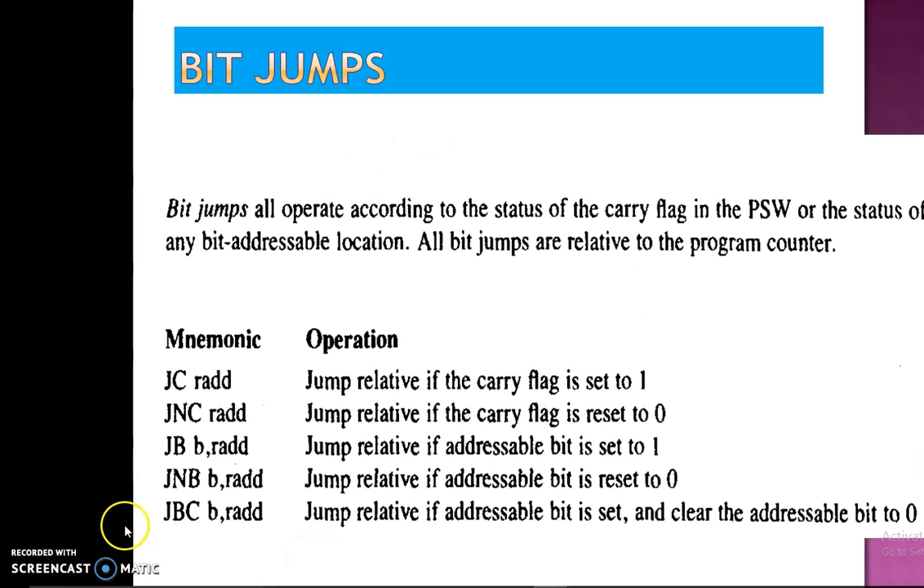Now I will tell bit jumps. In 8051 assembly language, we have different types of bit jumps. Generally, these bit jumps use the carry flag. The carry flag is present in the program status word. First we will see the first bit jump, JC, jump on carry. JC full form is jump on carry. If the carry flag is 1, this condition is true. Then the control will leave this current instruction and go to the instruction specified by this address. R address means relative address.